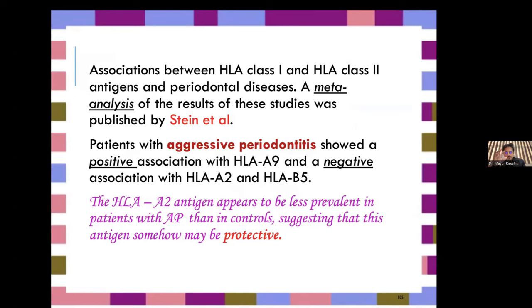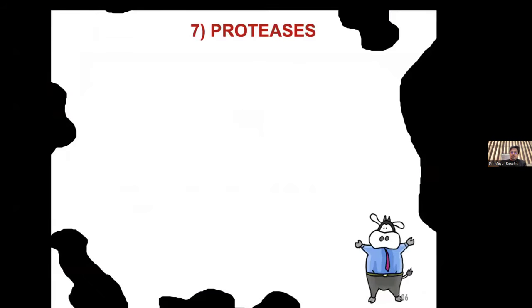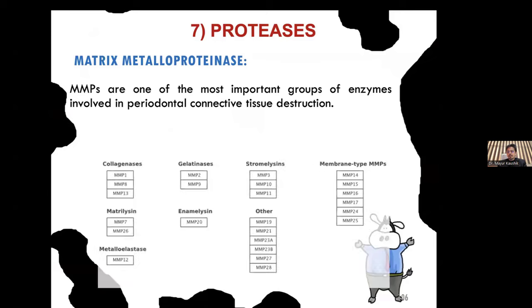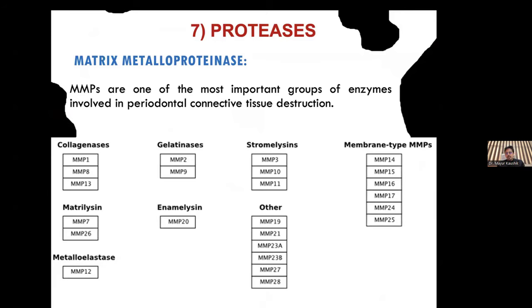But at least, even if you are not able to remember the details, we should remember the word MHC, major histocompatibility complex, a collection of genes with regard to immunity. In humans, MHC is known as HLA. And with this, we come to the last topic, that is proteases. Proteases, as we know, are enzymes which destroy proteins. The most commonly studied proteases, which come as a separate short note, are MMPs, matrix metalloproteinases. These are the protein enzymes which destroy the majority of the proteins in our body.